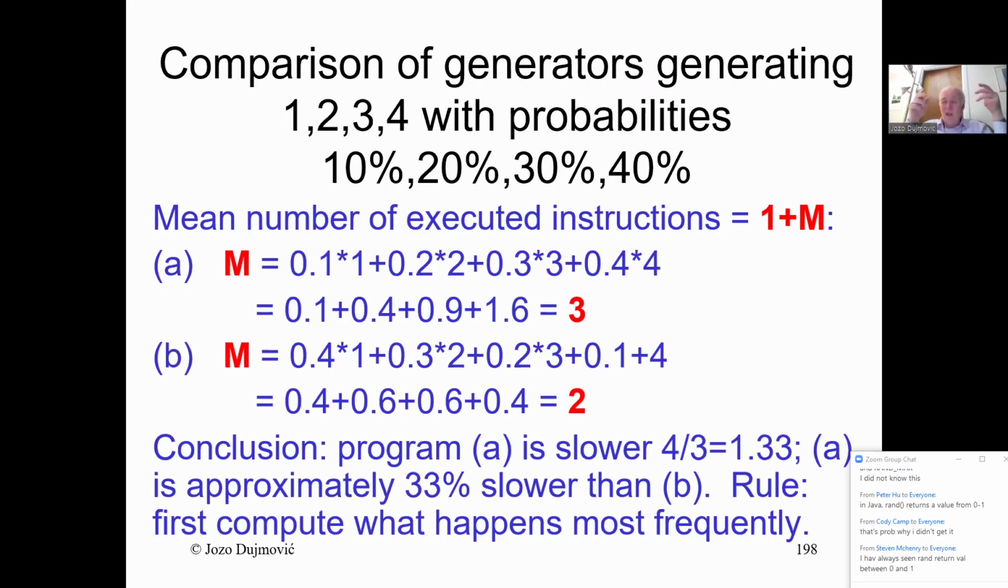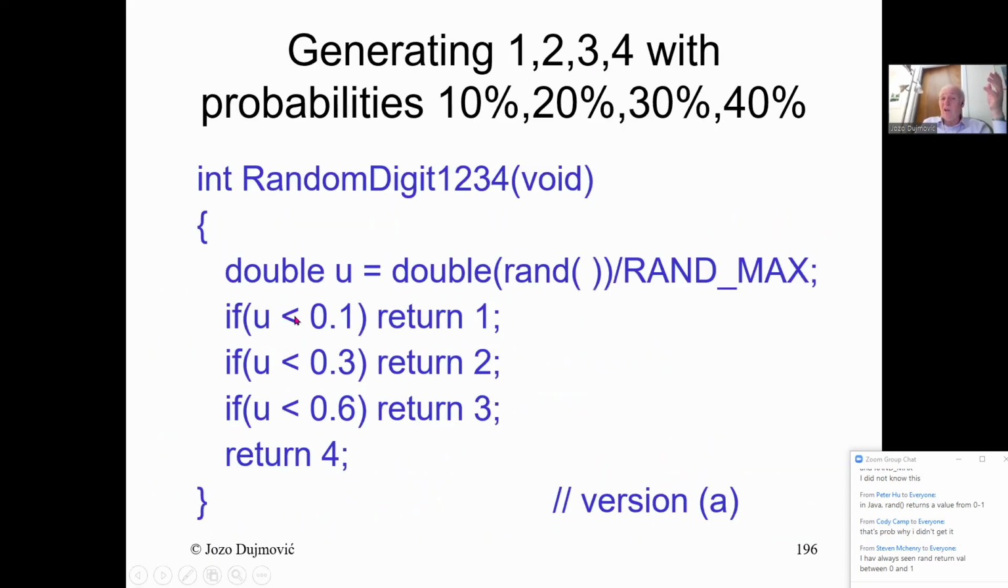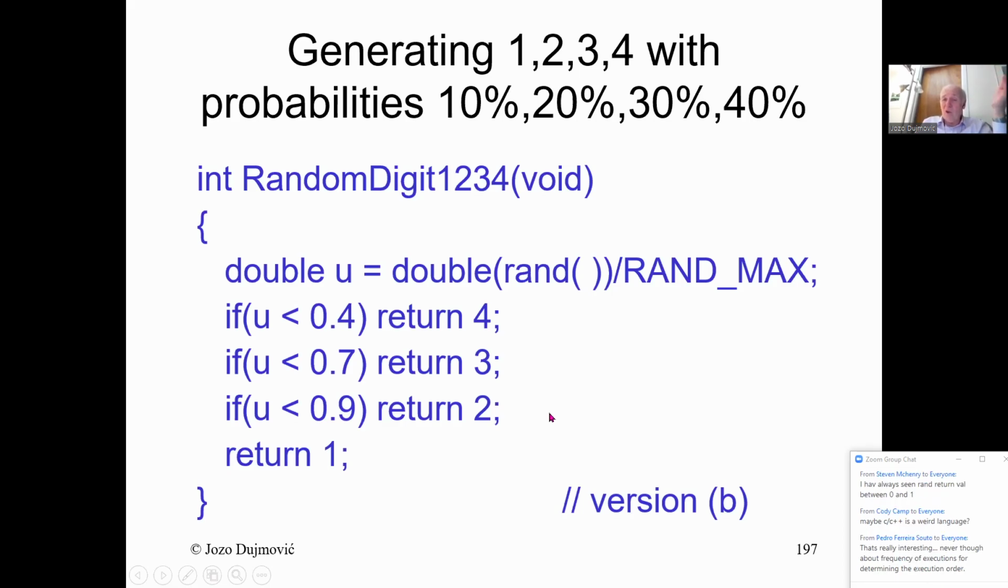So this is a typical programming assignment. Programmers should understand that it is not good to have the least frequent case first and the most frequent case last. Common sense tells you, put the most frequent case first and the least frequent case last. In that case, you will have fewer if statements to execute. And this is what procedural programming teaches us to do.